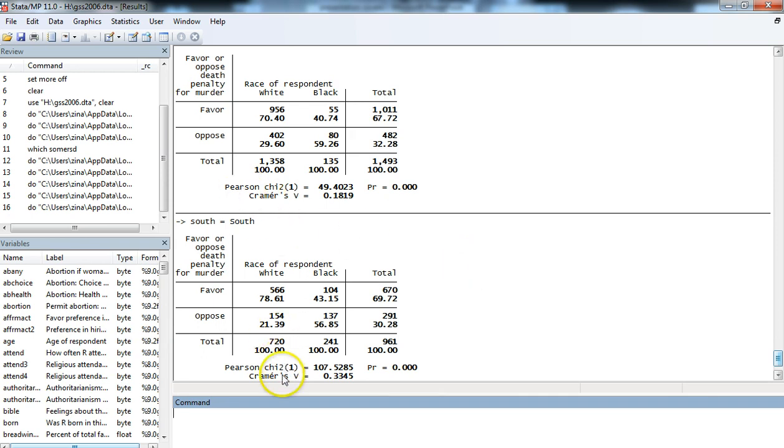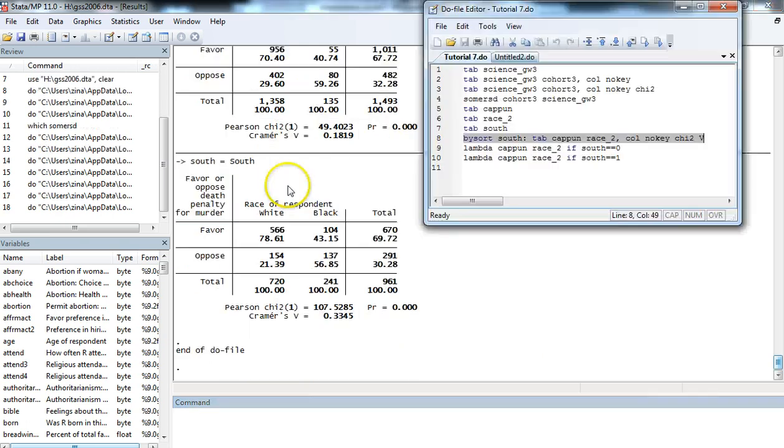Now let us consider the chi-square. In both cases, the results and the p-value indicate that it is highly unlikely that either relationship was produced by random sampling error. But if we compare Cramér's V, we find different results. What is this telling us? What Cramér's V is giving us is an indication of the relative strength of the two relationships. And this means that the relationship between race and capital punishment views is stronger in the South.